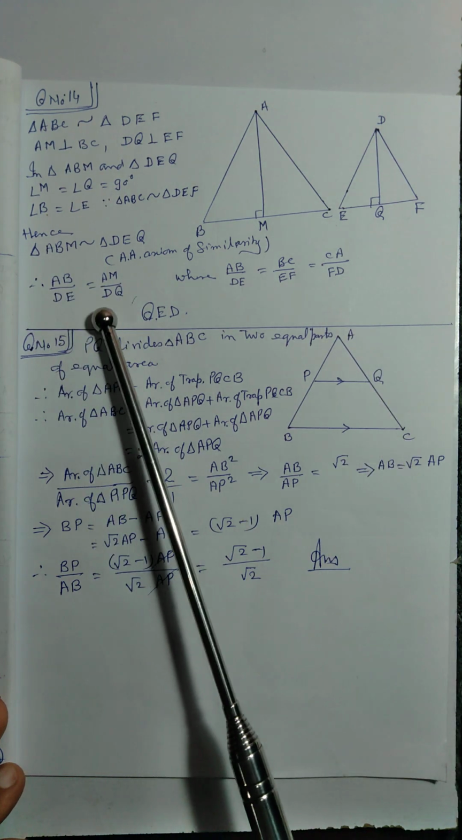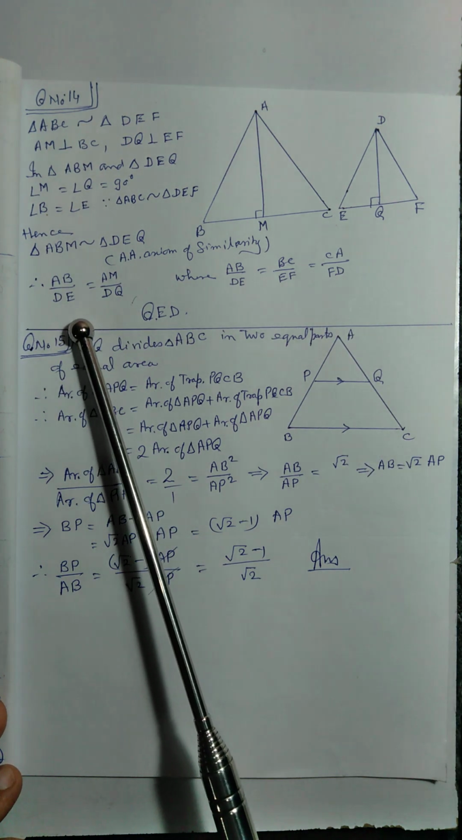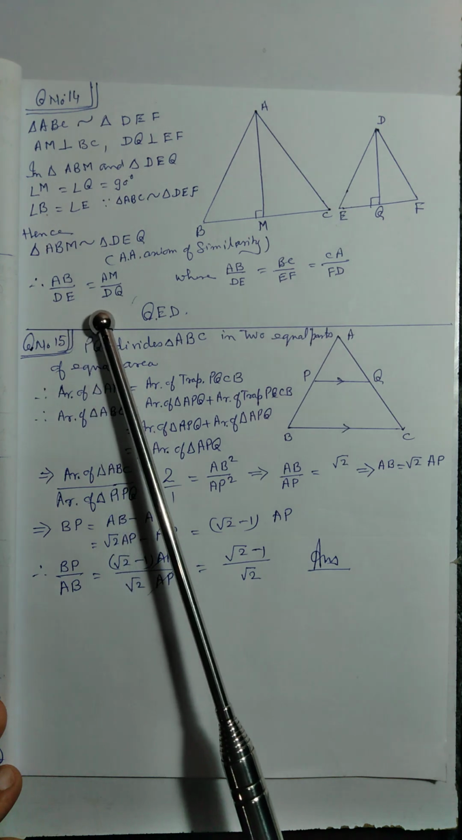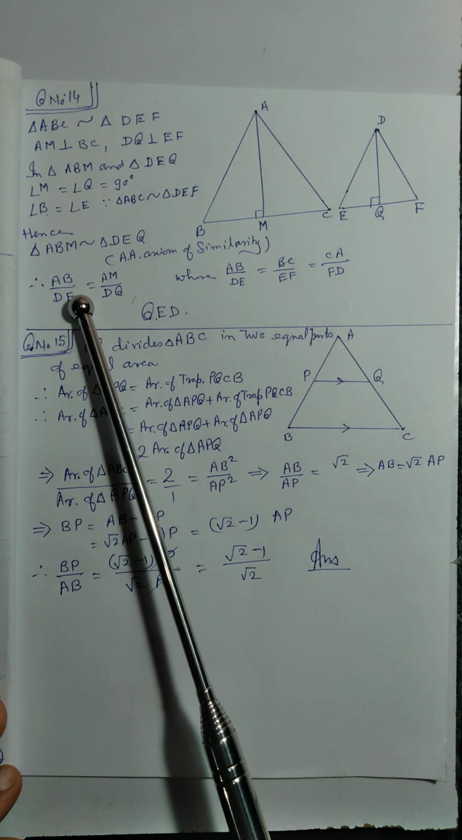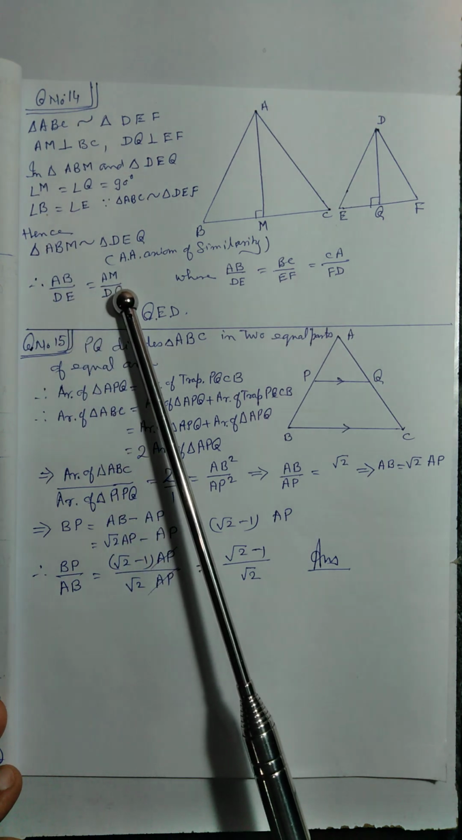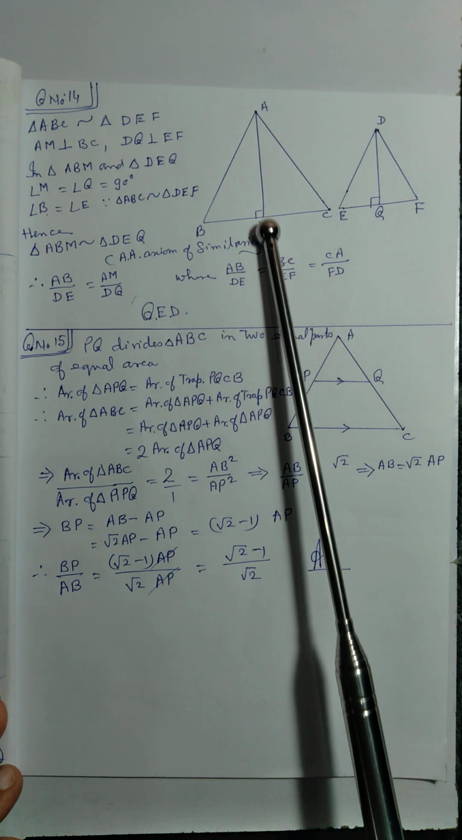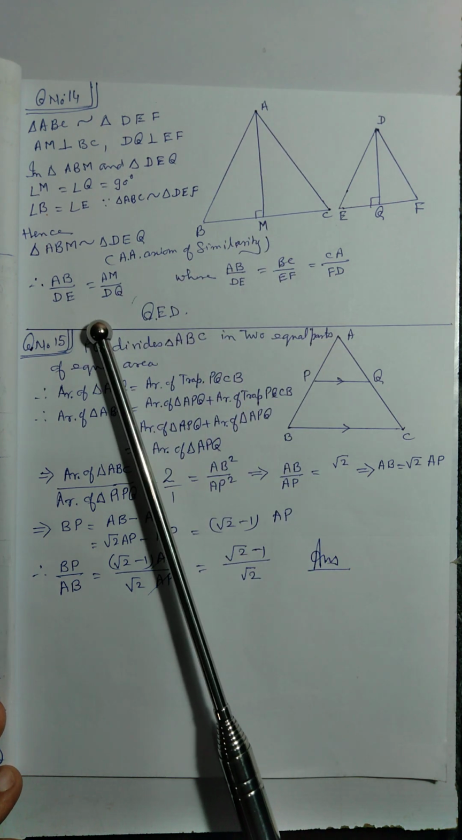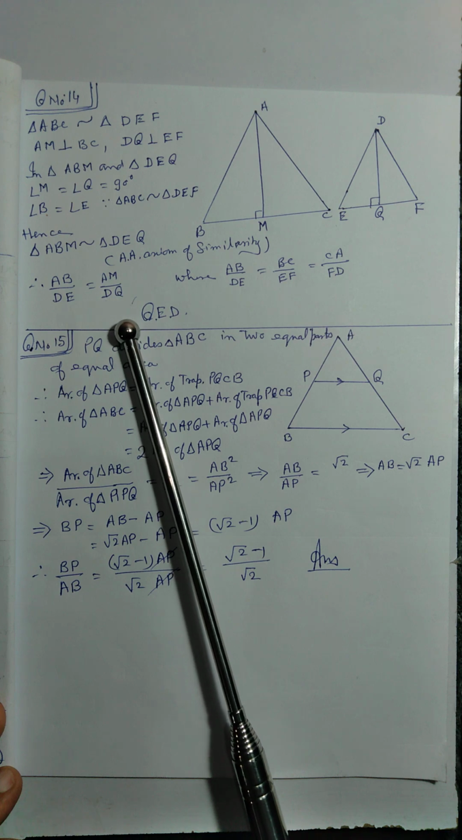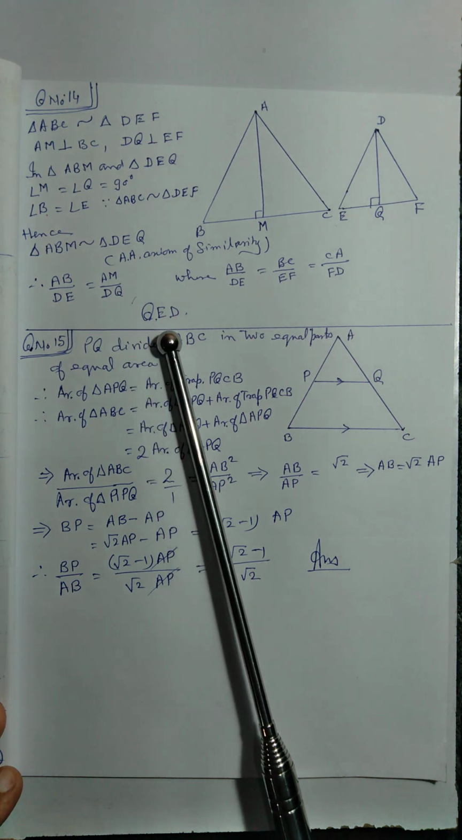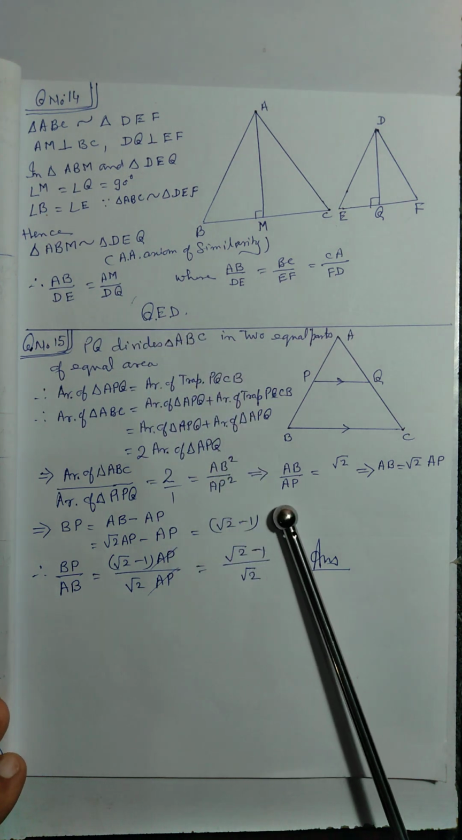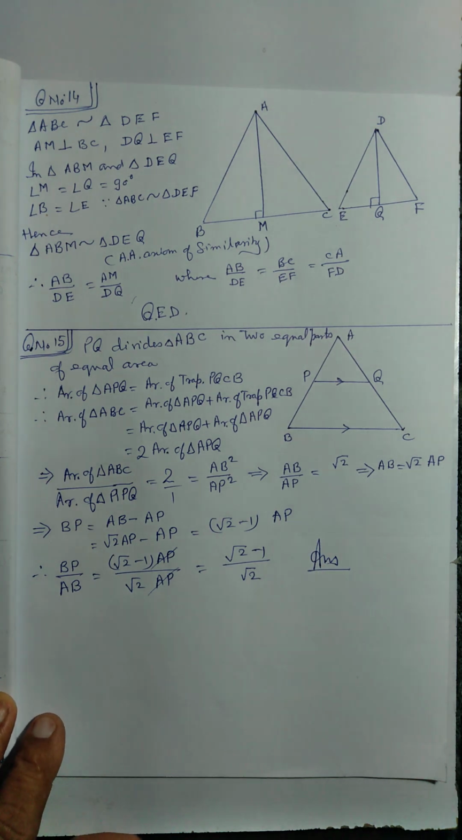हमारा यही पर केस प्रूफ हो गया था. कॉरस्पॉन्डिंग साइड्स के प्रोपोर्शनल को कौन सा होगा साइड? एल्टीट्यूड्स के. So AB upon DE is equal to AM upon DQ, QED. Now proceed to the last question, that is the 15th.